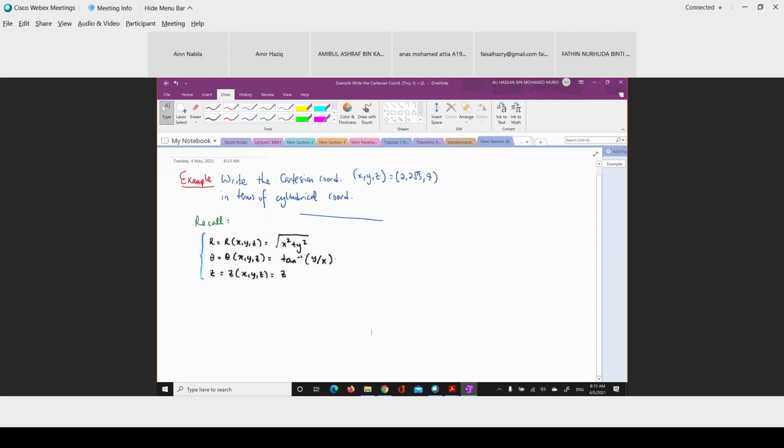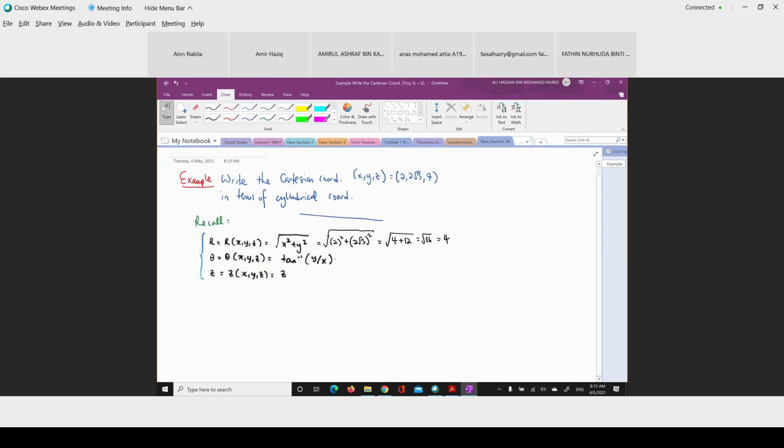R is equal to the square root of x squared plus y squared. Here x is 2 and y is 2 square root 3. Substituting into this relationship and simplifying, we have the square root of 4 plus, what is that, 4 times 3 is 12. So we have the square root of 16, which is 4. R is equal to 4.